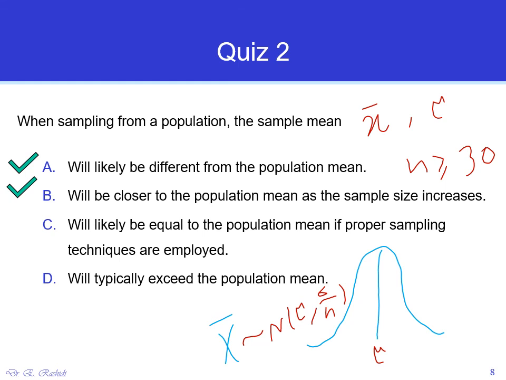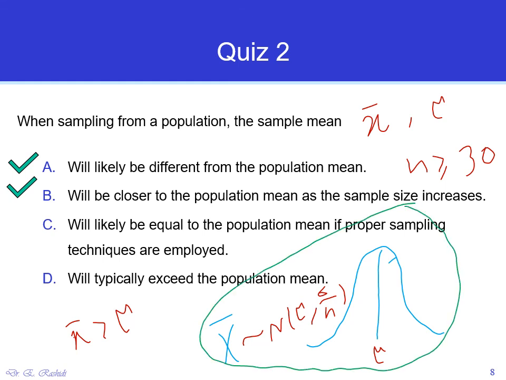Part D. The sample mean will typically exceed the population mean. Well, this says that X bar is greater than mu. Well, this is not true either, because in terms of our central limit theorem here, which when n is greater than 30, half of the samples, the average is greater than mu, and half of the sample, the average is less than mu. So D is also not correct. So the only two options that are correct, the only two choices are A and B.